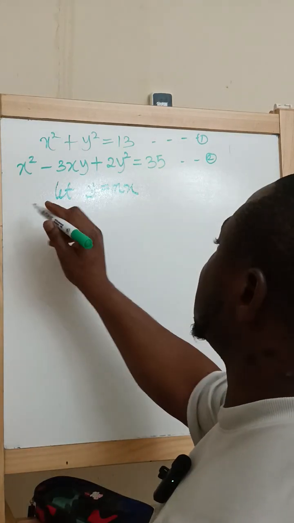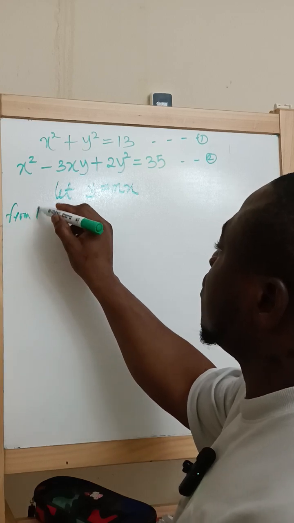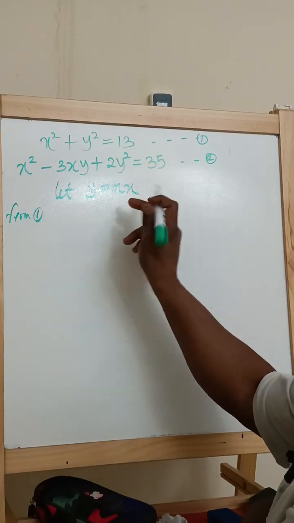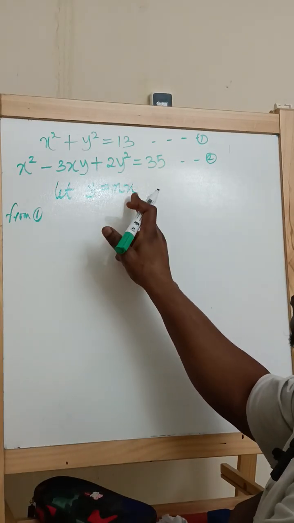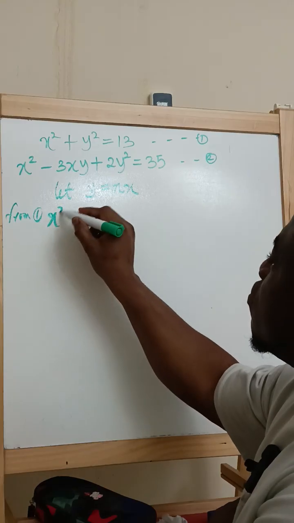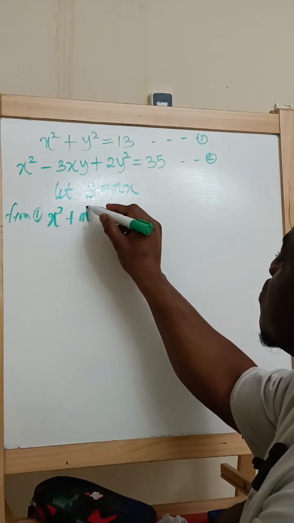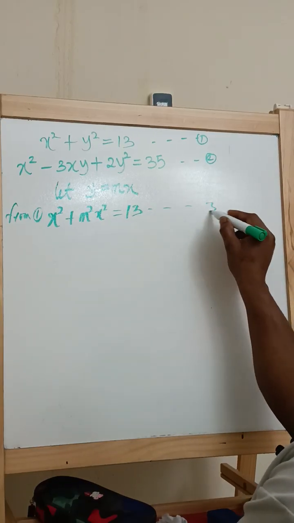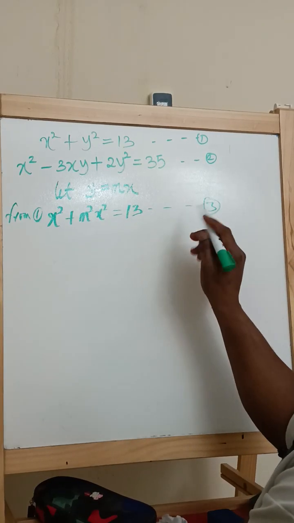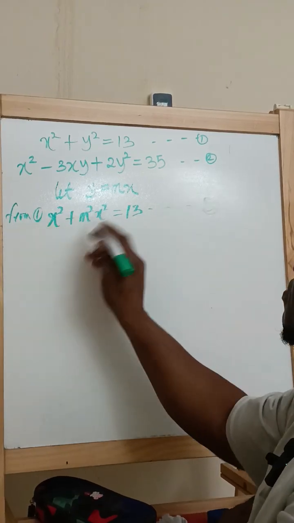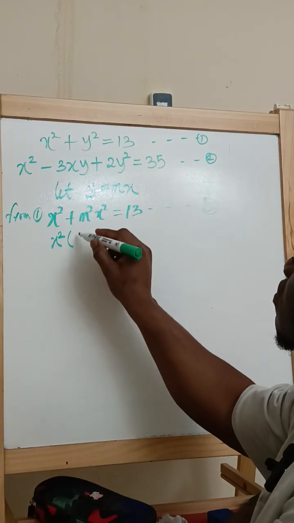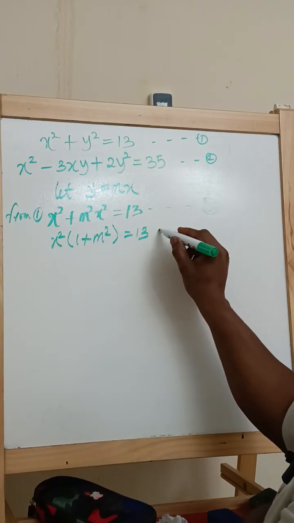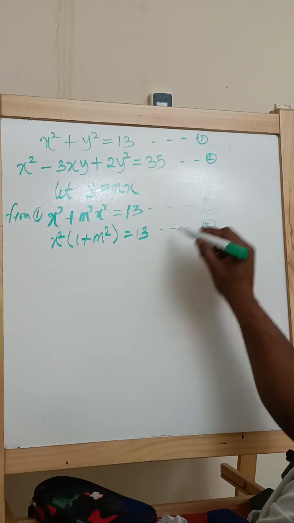So first, from equation 1, wherever we find y, we put mx. So this is going to be x squared plus m squared x squared equals 13. Let this be equation 3. Or before we do that, let's simplify this. This is going to be x squared times 1 plus m squared equals 13. So let's call this equation 3.